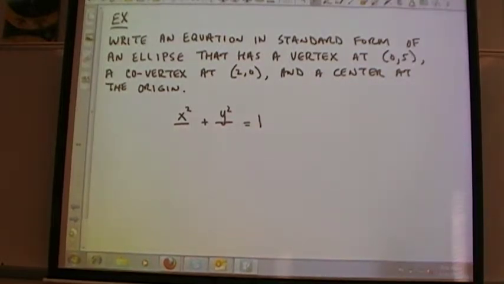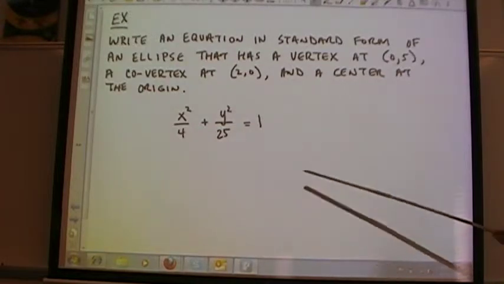Okay. So what would go under the x? We'd have to put 2 squared, which is 4. There you go, that's it. That's all you have to do. If you're given the vertex and the co-vertex, you should easily be able to figure out the equation.